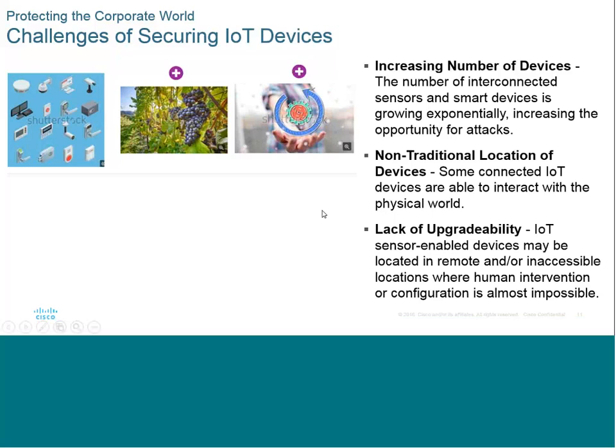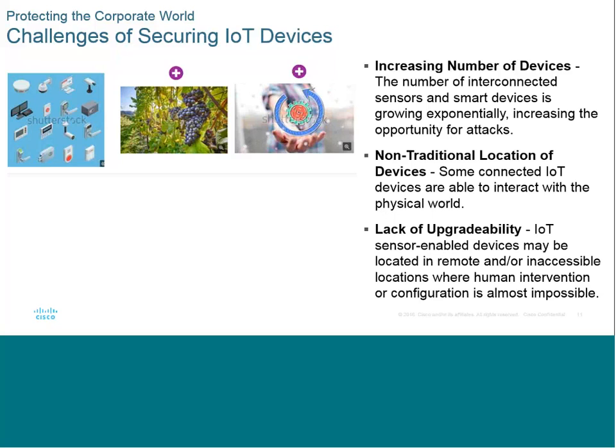And lack of upgradability. What does it mean? Sometimes our devices need an upgrade, but they are out of our range, and we cannot upgrade those devices. So it is the most important factor for security. IoT sensor-enabled devices may be located in remote or inaccessible locations where human intervention or configuration is almost impossible.